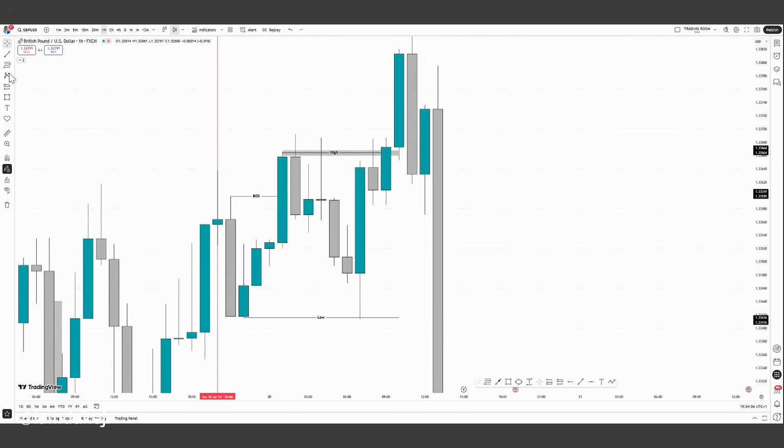The first level would be your supply zone or your demand zone. Now, in this case, we're looking for a buying opportunity, so this would be our demand zone. And as you can see, this is where price pulled into. But you wouldn't see price come into this level every single time.